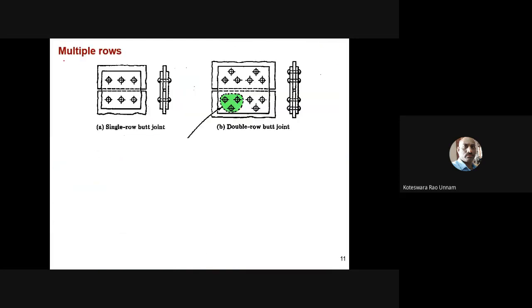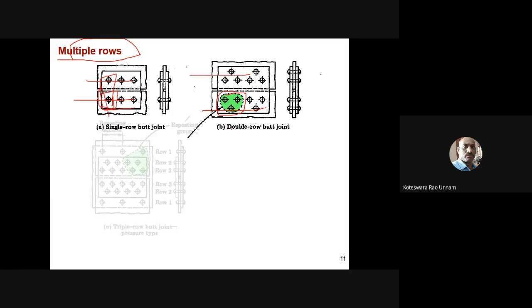I think this we already discussed, that is multiple rows. Here, this is a butt joint which is a single row butt joint, and this is a double row butt joint. In case of the single row butt joint, this is the repeating section only. In case of this double row, this is going to be the repeating section. The repeating section means I have to consider only one rivet here, and I need to consider 3 rivets here.